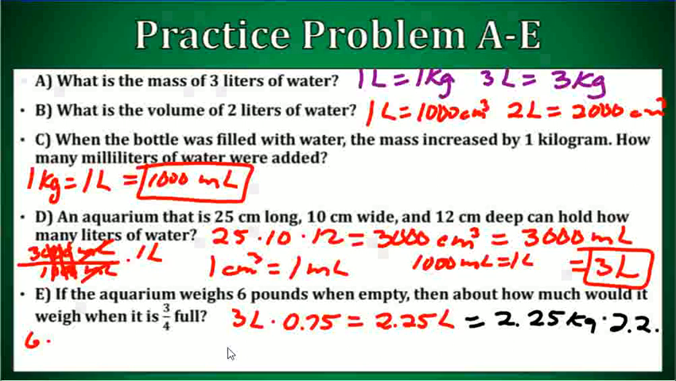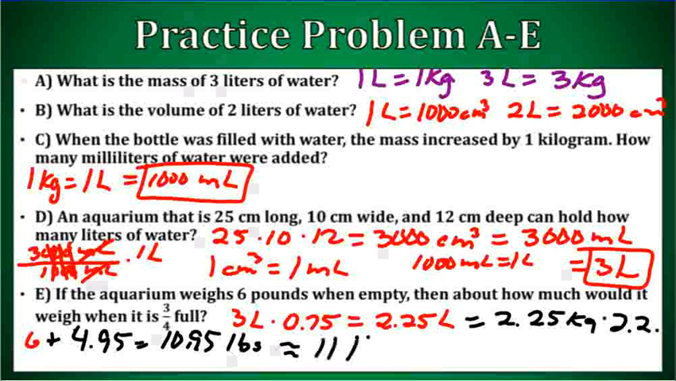So 2.25 times 2.2 gives me 4.95. So I just add the 6 pounds and the weight of the water, which would be 4.95, which is the same thing as 10.95 pounds, which rounded to the nearest pound would be about 11 pounds. That would be the weight of the aquarium when it's 3/4 full. So that is our lesson today on volume, capacity, and mass in the metric system.